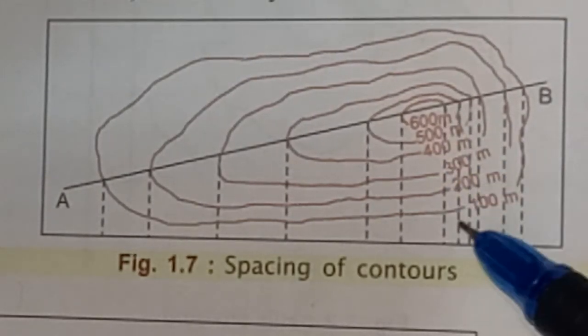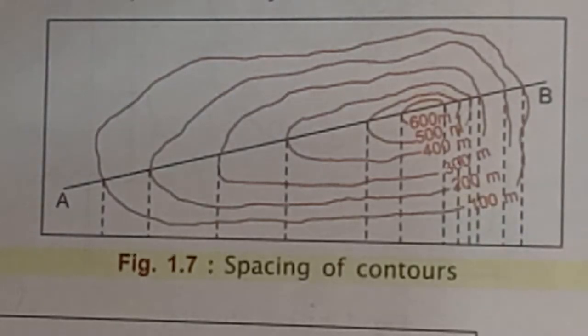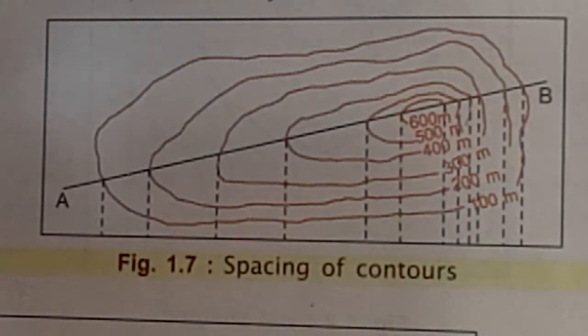And whenever it is in a uniform manner, look here, 100, 200, 300, 400, 500, the same space is there, then it is called a uniform slope. So these are the three slopes: steep slopes, gentle slopes and uniform slopes.